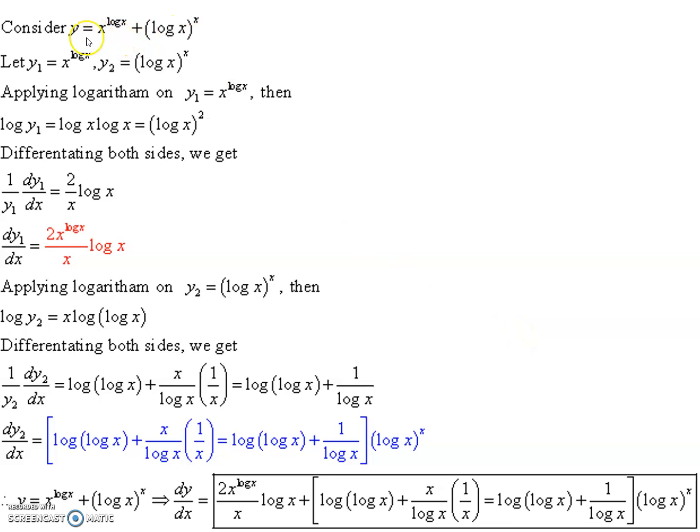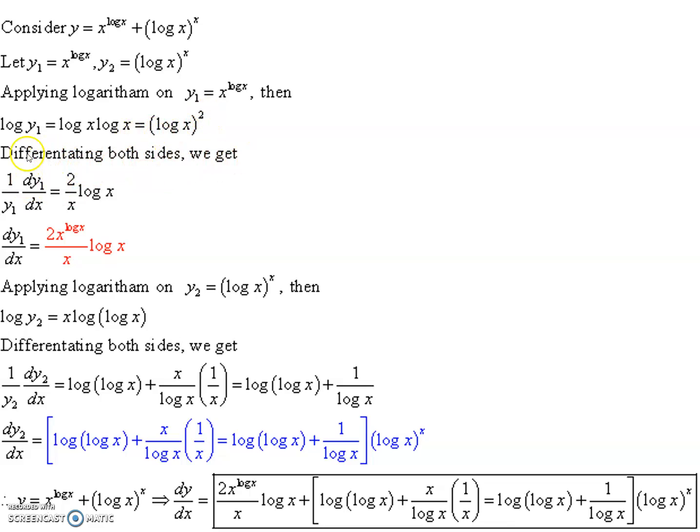Next example: y is equal to (x^log x) + (log x)^x. Now y1 is equal to x^log x, y2 is equal to (log x)^x. Apply logarithm on both sides. For y1 equal to x^log x, log y1 is equal to log x into log x. We know that this is (log x) squared.